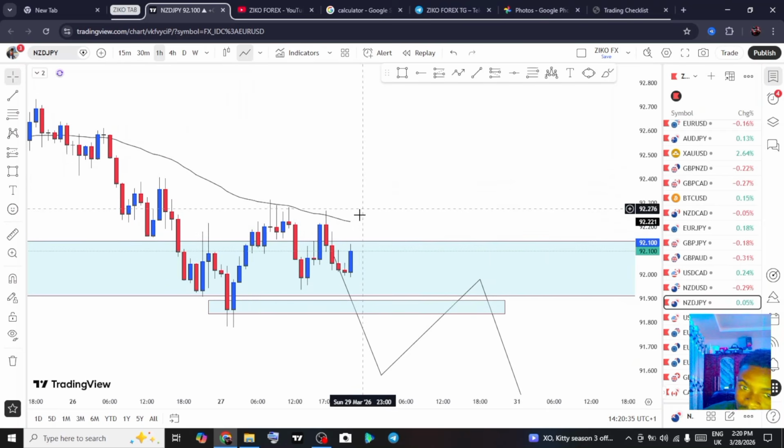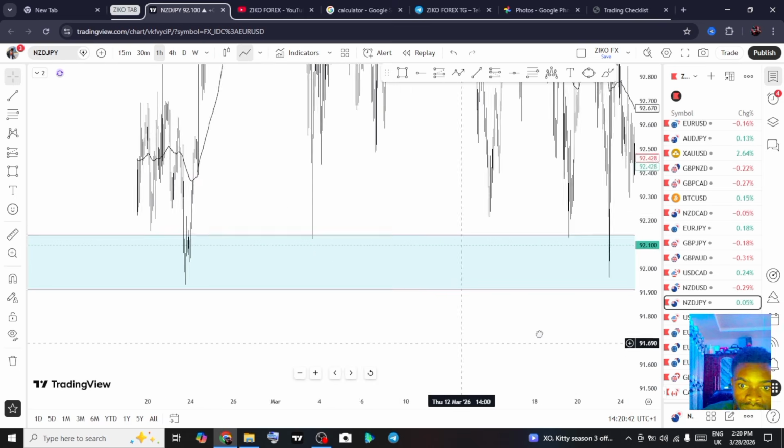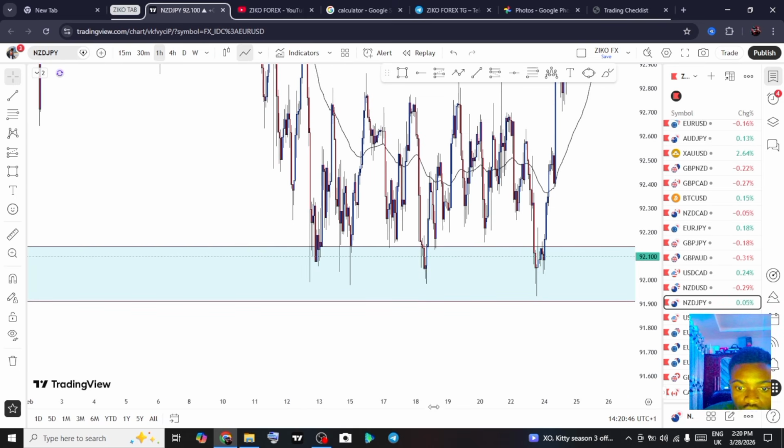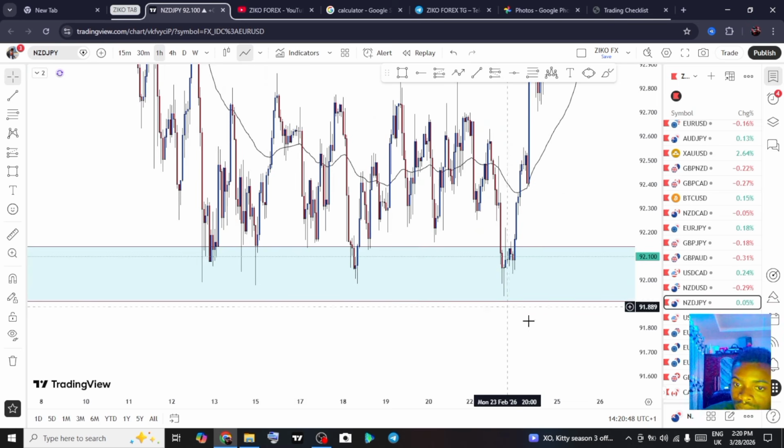Now that's what I'm talking about, because if price comes back to the area, how sure are you that it's not going to reject to the upside? Because clearly it did that multiple times before. How sure are you it's not going to reject to the upside? You know what I mean?